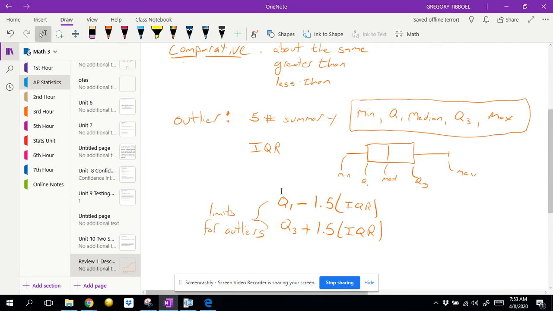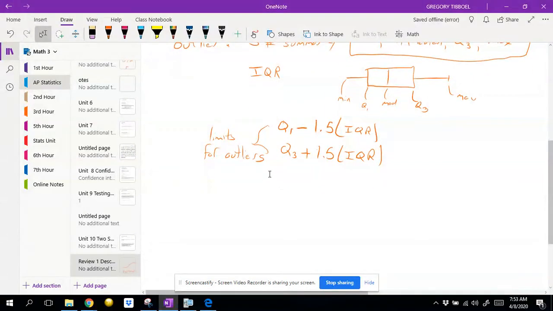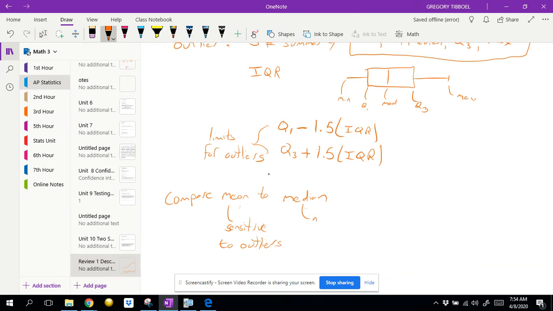But another key point that we reiterated quite a bit in this unit, compare mean to median. So can I find out the shape if I know the mean and the median? Well, the answer is yes. So if the median is bigger than the mean, that means an outlier. The mean is bigger than the median. So the mean is sensitive to outliers. It means it's more affected than the median. So the median is not sensitive.